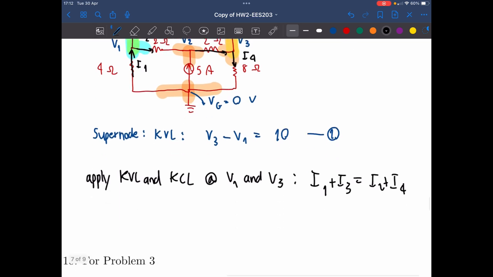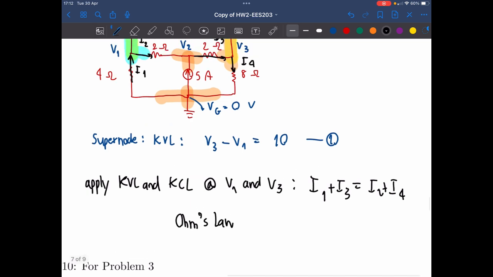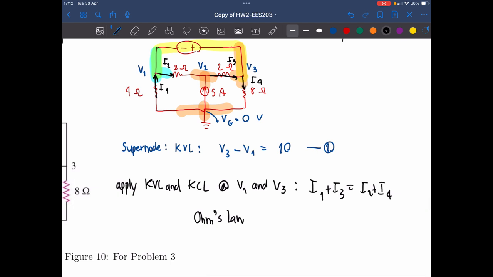Now, what are we going to do next? We use Ohm's law. Then what we have here is that I1 is equal to minus V1 divided by 4, and I3 equals V2 minus V3 divided by 2.